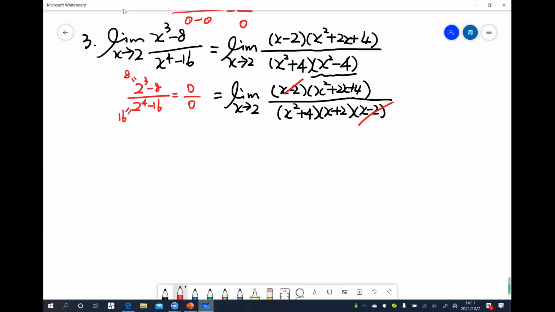And now you can substitute x equals 2 into the function to get the final result, which equals 2 squared plus 2 times 2 plus 4, that is 4 plus 4 plus 4, which is 12, over 8 times 4, which is 32, so it equals 3 by 8. So this is the solution of the third one.